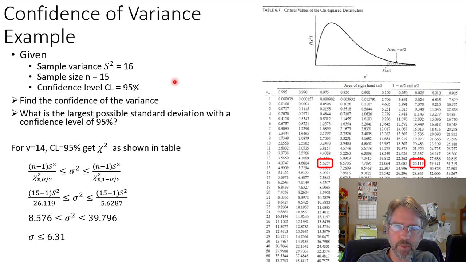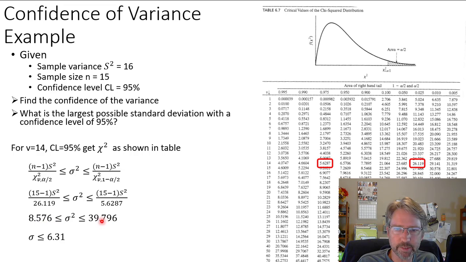Okay, so a quick example, just plugging in the numbers. We took a sample with n measurements. We found the sample variance was 16. We want a confidence level of 95%. So we're supposed to find the confidence in the variance. So that is a straightforward application here for v of 14, because n is 15. We get the chi-squared shown in the table for 95% confidence. N equals 15, v equals 14. So we plug those in and we find this range.